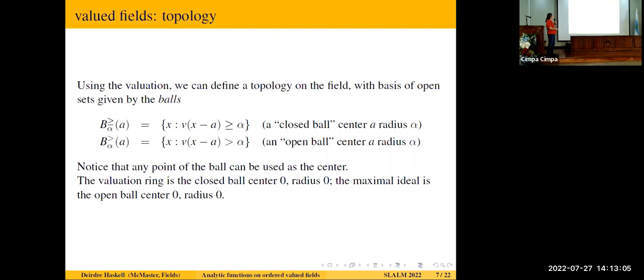That's center A and radius alpha. Now this notion of radius comes out a little strange, because the closed ball center zero, radius zero, that is evaluation of x minus zero greater than or equal to zero, is exactly the evaluation ring. And so that's quite a large set. I can think of a single point as being a closed ball center a, radius infinity, evaluation of x minus a greater than or equal to infinity, so that's just x equals a. So that gives us a topology.